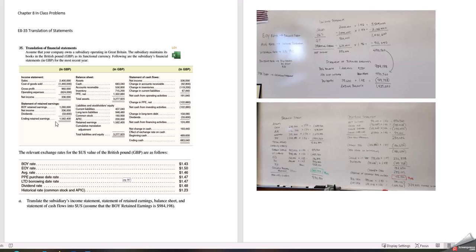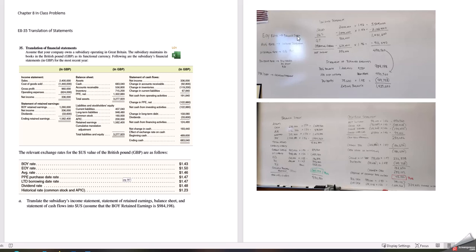So we've got our income statement, statement of retained earnings, balance sheet, and cash flow statement. And then they give us the relevant exchange rates. So our first step is to translate the income statement, statement of retained earnings, balance sheet, and statement of cash flows into US dollars.